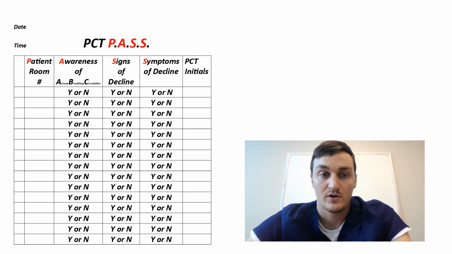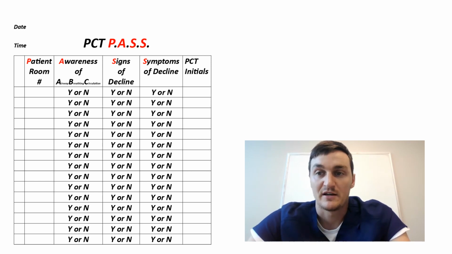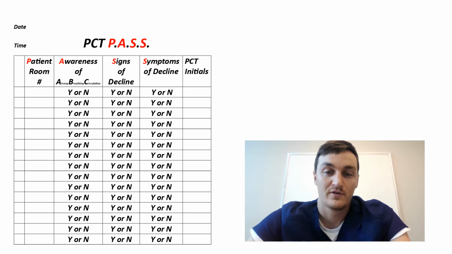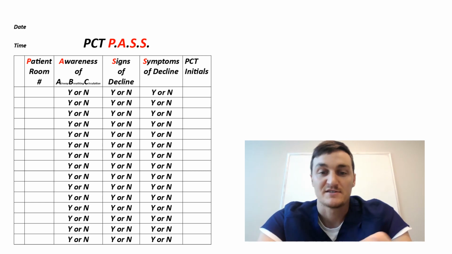That you are around your patient and come into contact with your patient more than anybody is the most crucial part of this P.A.S.S, because nobody is around them and nobody comes into contact with them more than the nurse's aide. So you are going to be more likely to catch these signs, these symptoms.